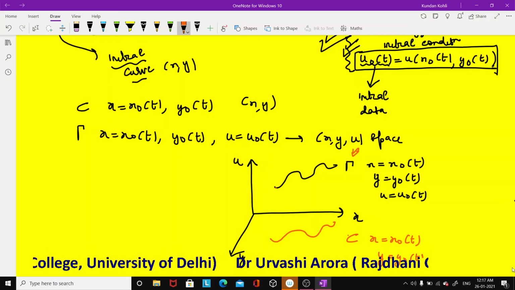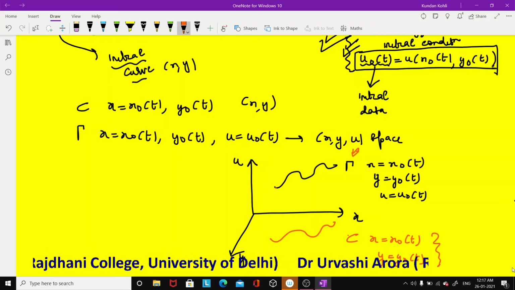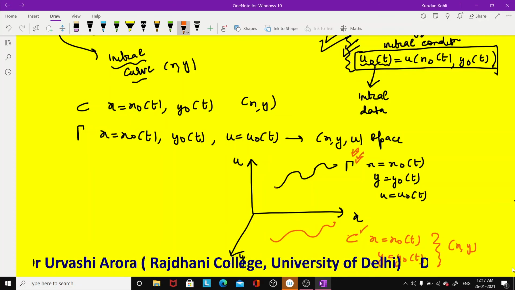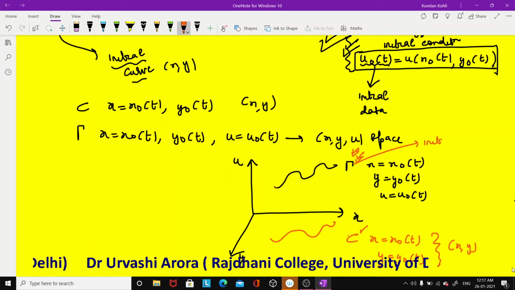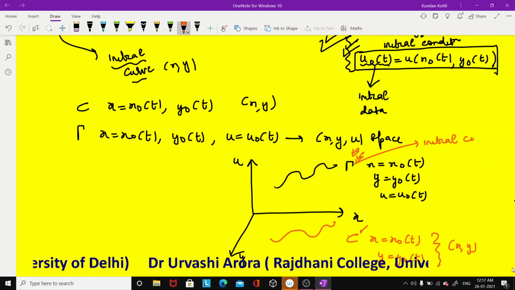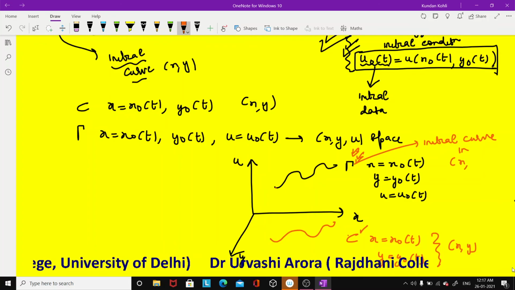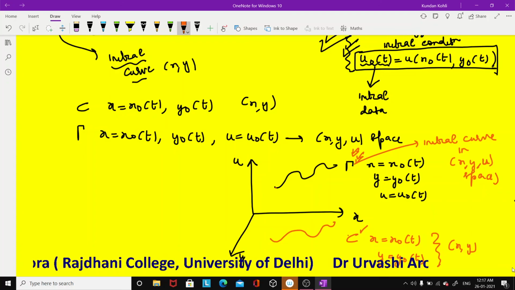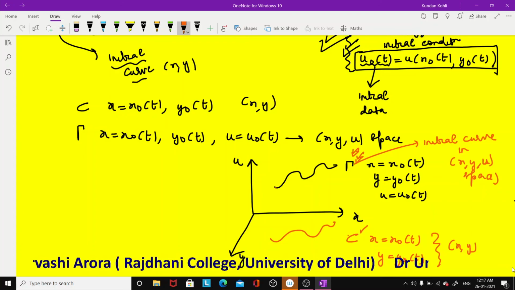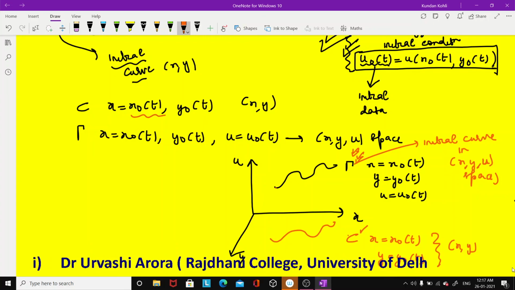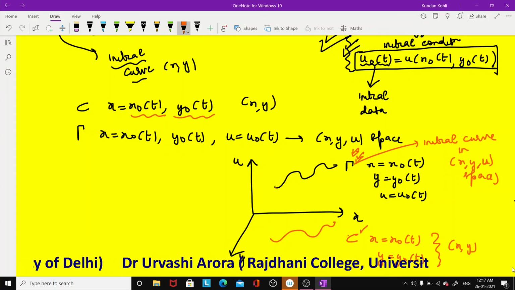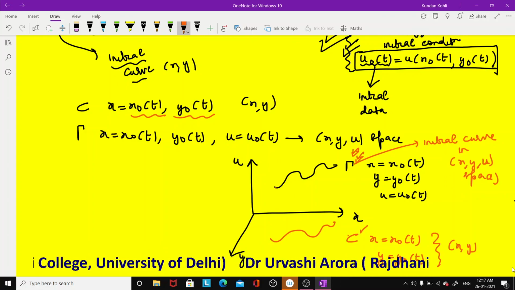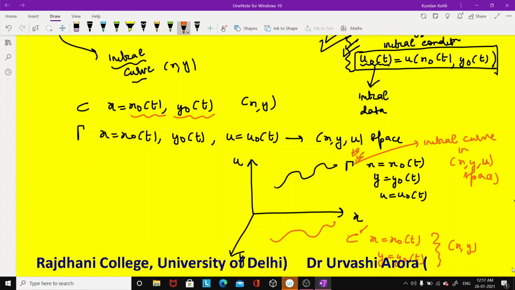So this is one thing. This C is the initial curve in the xy plane. And as far as gamma is concerned, you can say that gamma is the initial curve in the xyu space. So that was all about the Cauchy problem. And one thing which I have already stressed is that the conditions that we have put in the Cauchy problem on the functions x naught t and y naught t assure that the Cauchy problem always has a solution, or the Cauchy solution always exists. So that was all about the Cauchy problem.